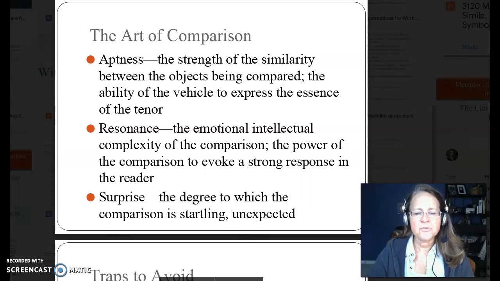Surprise is the degree to which the comparison is startling and unexpected. Our goal in writing always, always, always is to illuminate. And metaphors that surprise us accomplish this kind of illumination because they give us something we weren't looking for, something we didn't expect. And once we receive that, it's difficult for us to forget that.